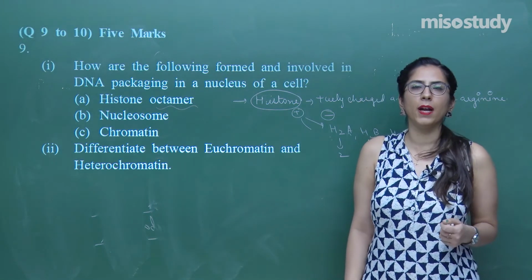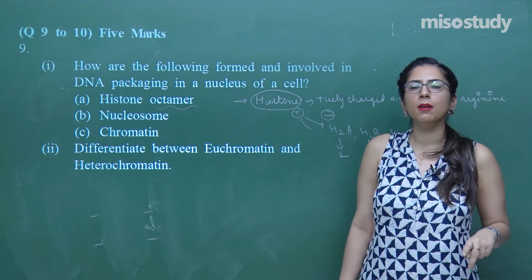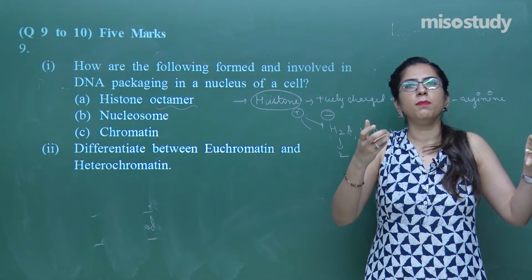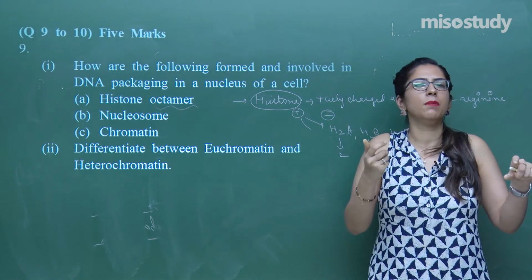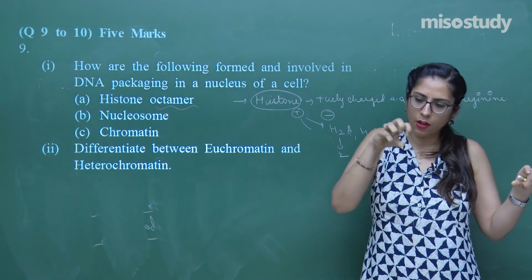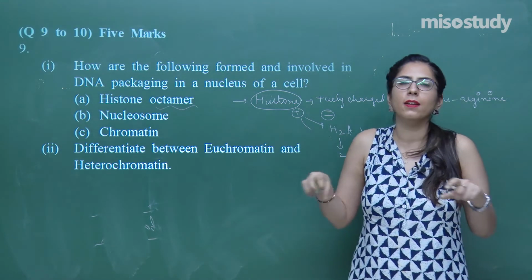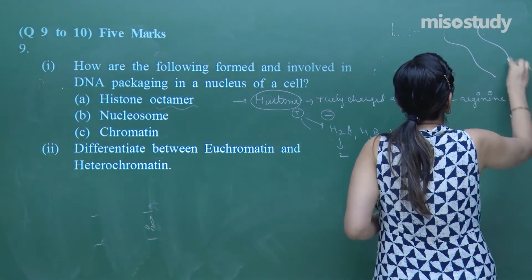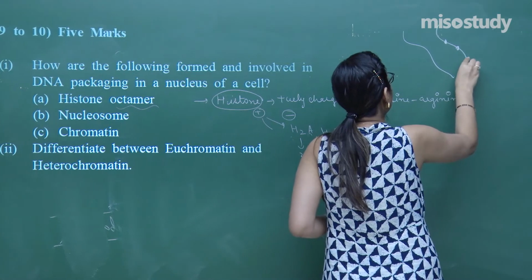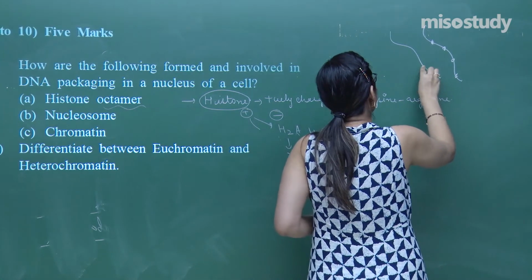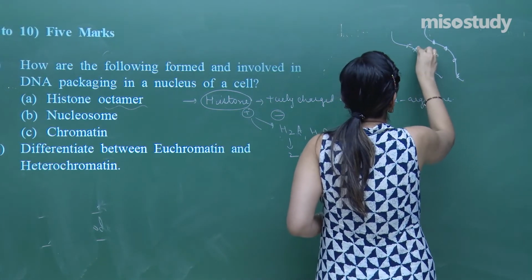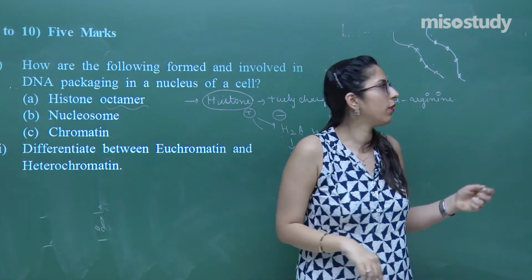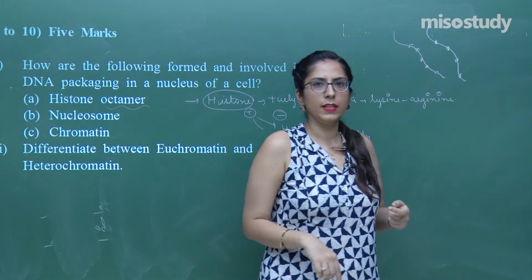Next we have chromatin. When you see it under the microscope, chromatin seems like a beads-on-a-thread model, in which the beads are the nucleosomes, and the thread looks like a structure like this. These are the beads present, which are called nucleosomes. In between, the linker DNA is present, this we call the linker DNA, right?